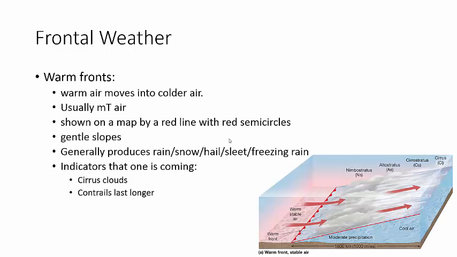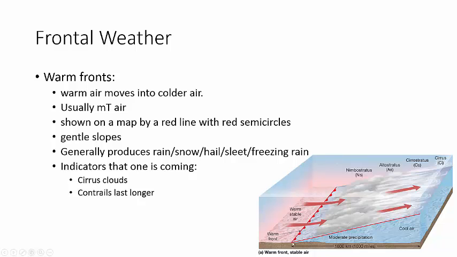So, warm fronts. Warm air moves into cold air. If you look at this picture down here, here's your warm air, here's your cold air. Your warm air is moving into the cold air. You can see the direction with the arrows. You can also see the types of clouds: nimbostratus, altostratus, cirrostratus. Are you happening to see a stratus thing here? And then finally just cirrus.